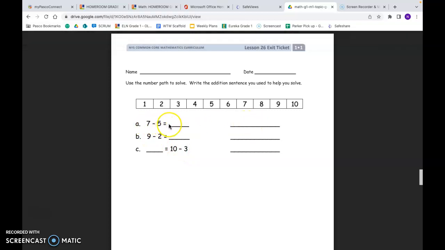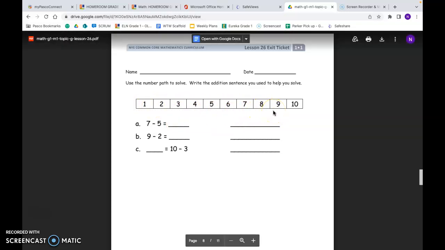So 7 minus 5 equals blank. I want you to turn that into an addition sentence once you figure out what part you're missing using your number path.